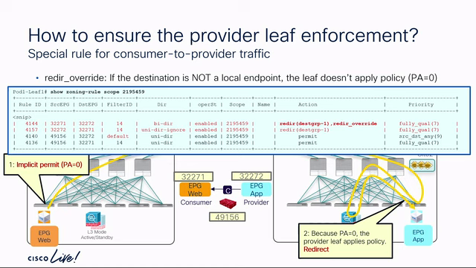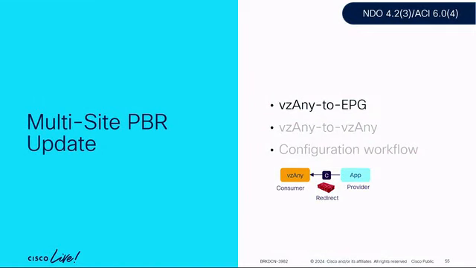But probably nobody loves configuring consumer subnets. And also we didn't support any PBR in multi-site, but we finally supported it in the beginning of this year by using ACI 6.0(4) and NDO 4.2(3). So in the last part of my presentation, I'm going to talk about how it works, and I'm going to show you how to configure it.